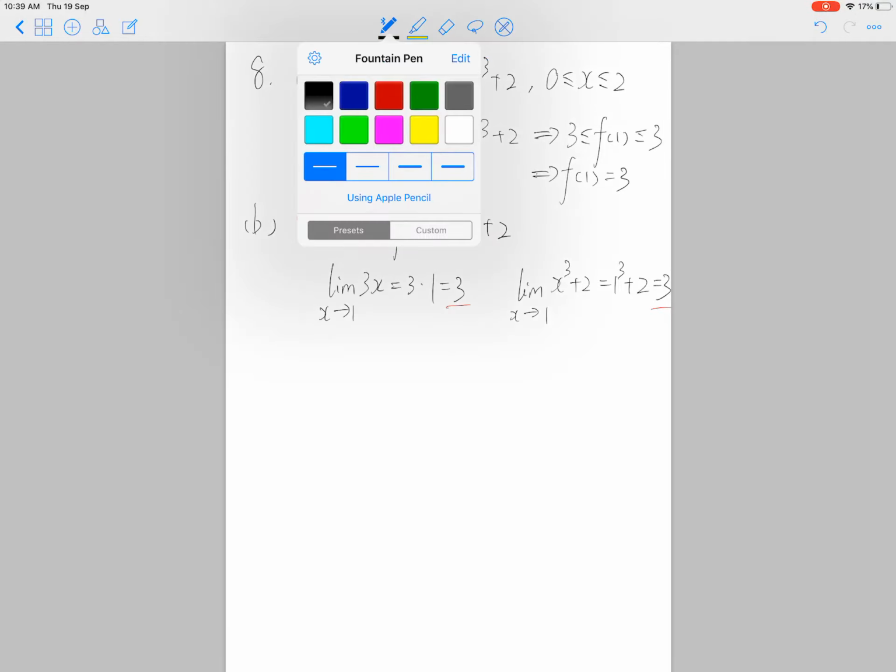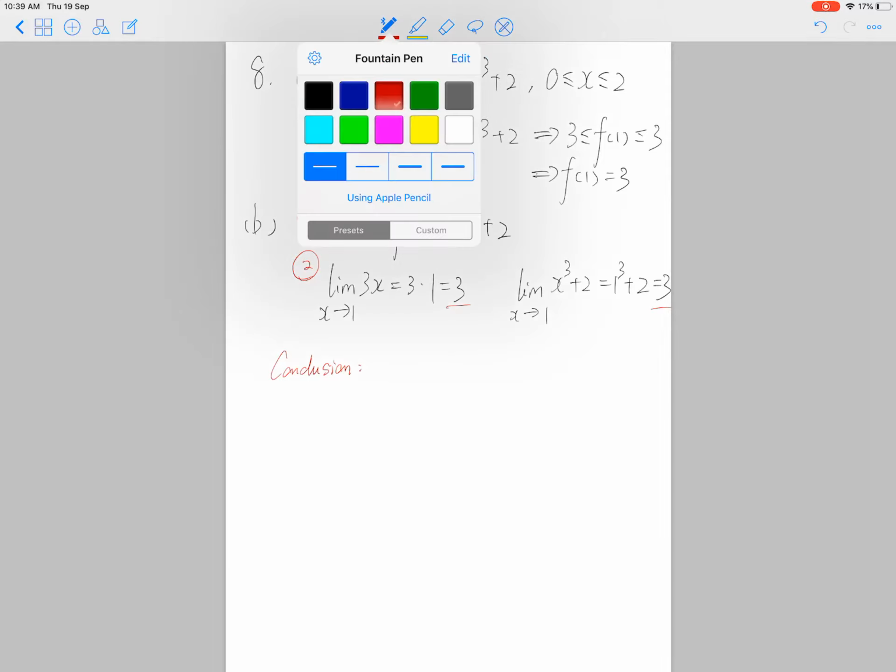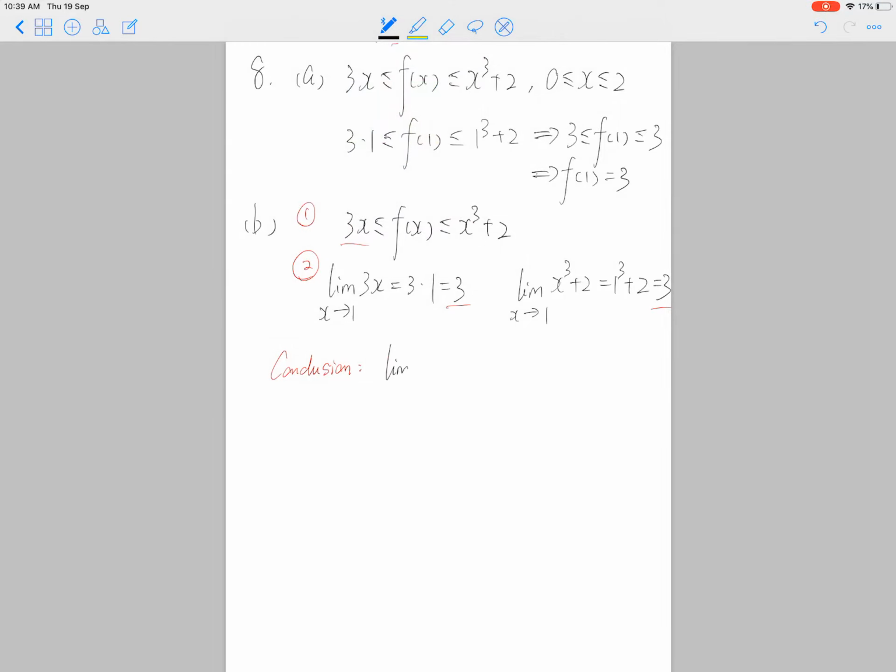So then what's your conclusion? The conclusion is the limit of your target function, when x is approaching 1, is also 3. So this is the Squeeze theorem.